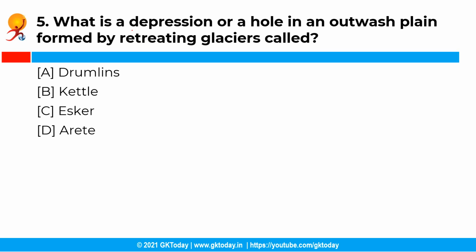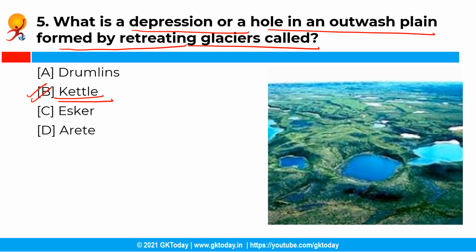Now the next question is, what is a depression or a hole in an outwash plain formed by retreating glaciers called? So you have the following options, and the correct answer is option B, that is a kettle. See, a depression or a hole in an outwash plain that is formed by retreating glaciers or drainage floodwaters is called a kettle, and they are a result of blocks of dead ice left behind the retreating glaciers.